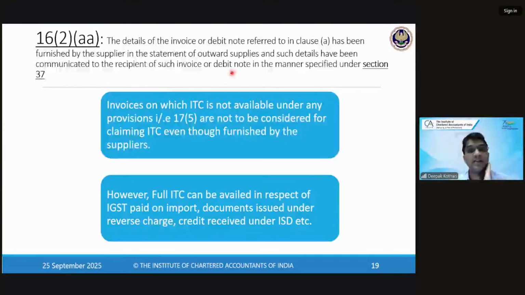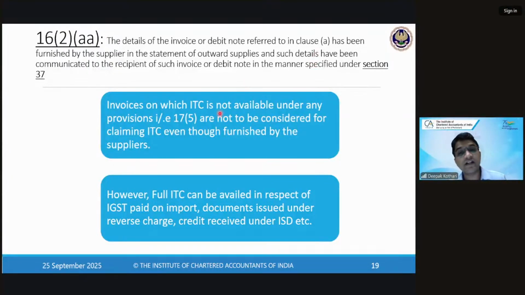Further, it says that the details of the invoice or debit note, which is referred in clause (a), that is, we should have a duty paying document, so either invoice or debit note, should be furnished by the supplier in the statement of outward supply, and such details have been communicated to the recipient in the manner specified under section 37, which means that the supplier has to file his GSTR 1, and that gets communicated to the recipient.